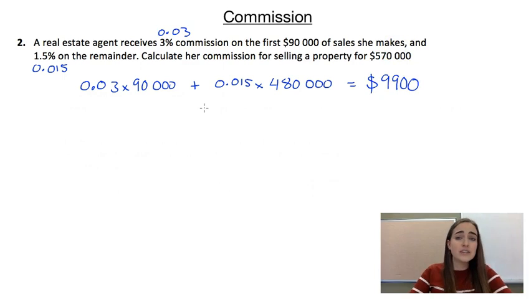That example is a little bit different because she didn't have a retainer. So if she didn't make any sales, then she wouldn't be earning any income. All right, so there's a few examples on commission.